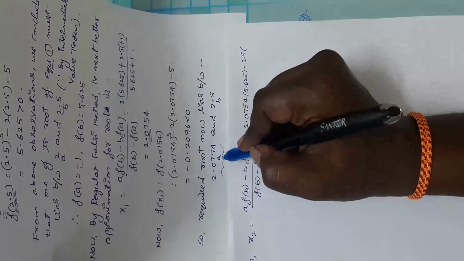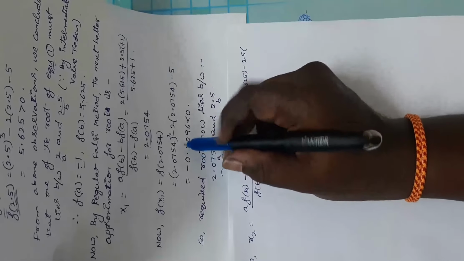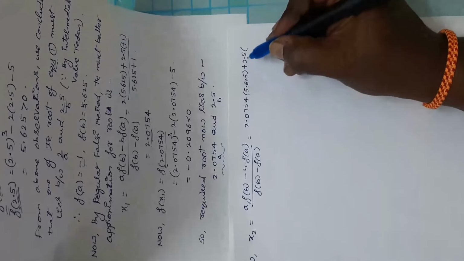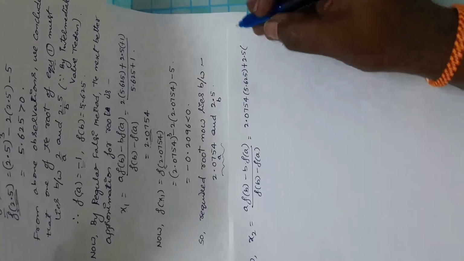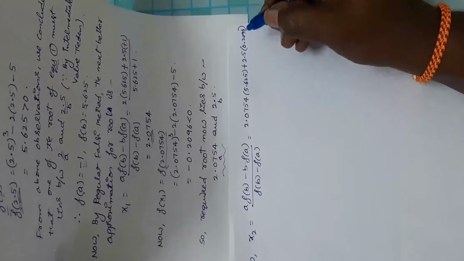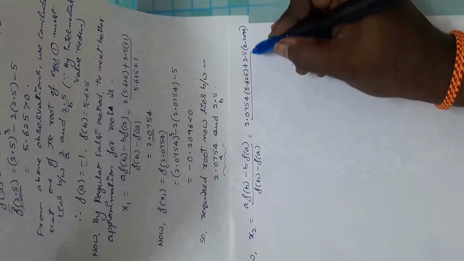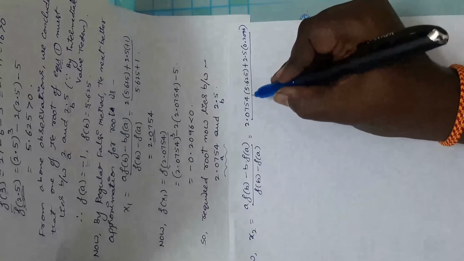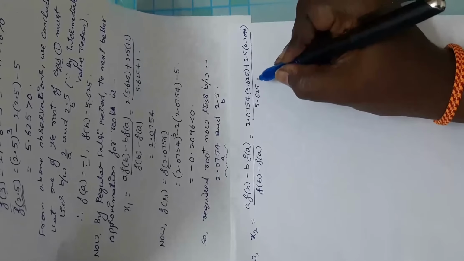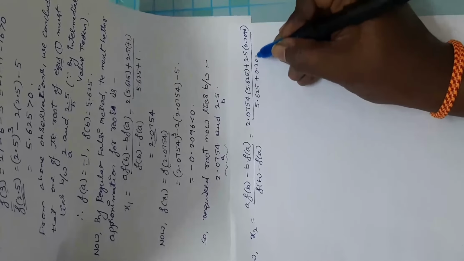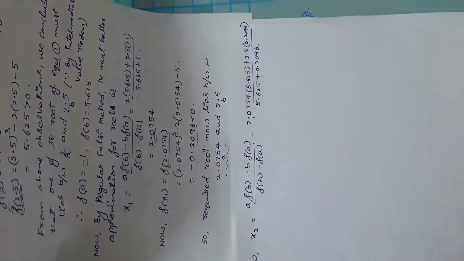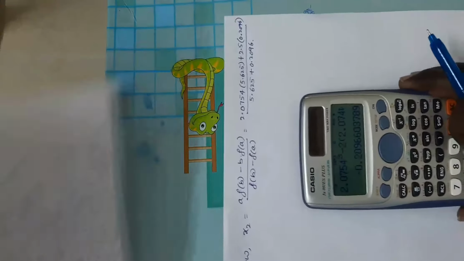So, f of a is nothing but the functional value at 2.0754, which is negative. So, you should write minus of minus, plus directly 0.2096, close the bracket, over f of b minus f of a, which is 5.625 minus of minus, plus 0.2096, because f of a is negative here. Okay. See the calculation here.